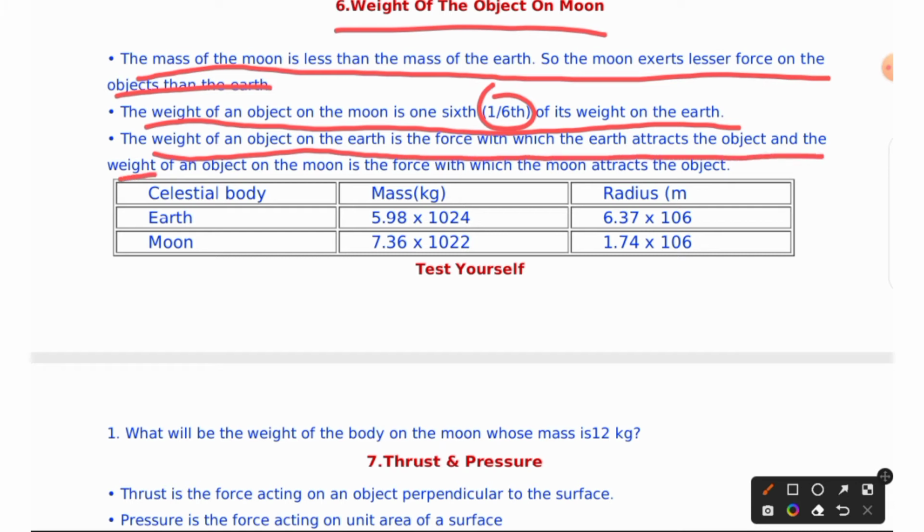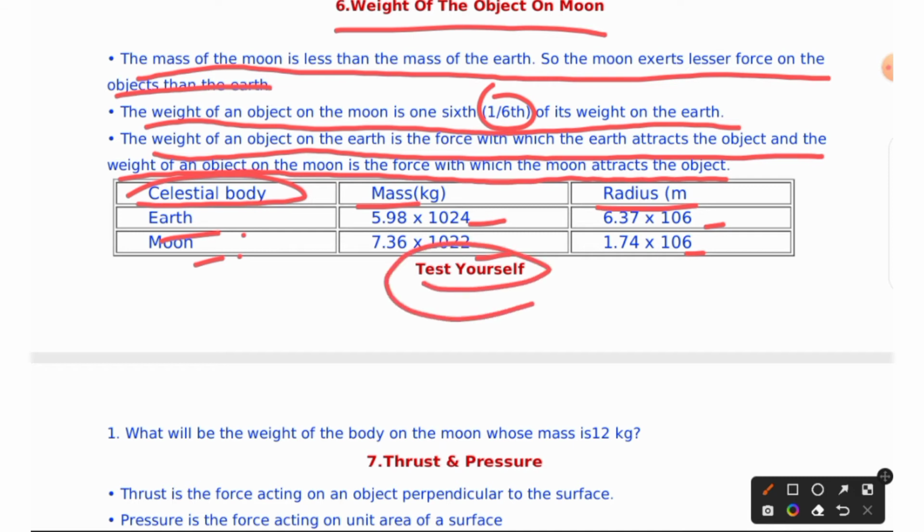Celestial body, mass in kilograms, radius in metres, Earth. The weight of an object on the Earth is the force with which the Earth attracts the object, and the weight of an object on the Moon is the force with which the Moon attracts the object. A. What will be the weight of the body on the Moon whose mass is 12 kilograms?